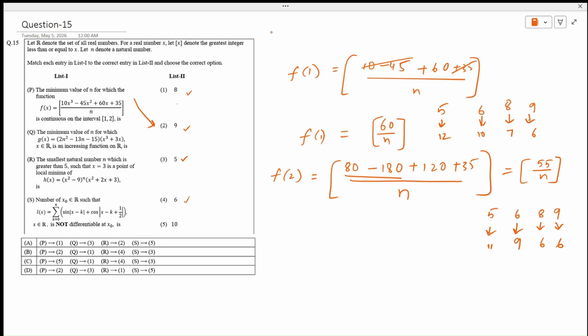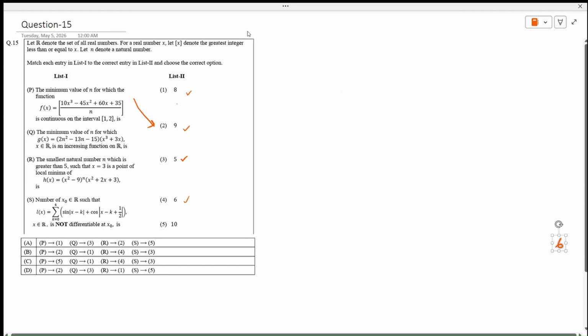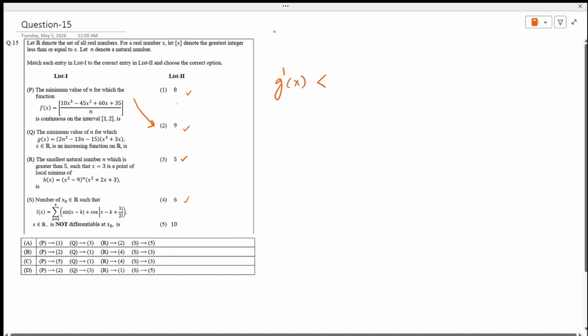Now let us look at the second Q. Let us erase this first. And now the second question, the minimum value of n for which this function is increasing. So first, the minimum value of n for which this is increasing in x belongs to all real numbers. Okay. That means g dash of x should be, for increasing, right, greater than 0 for every value of x.